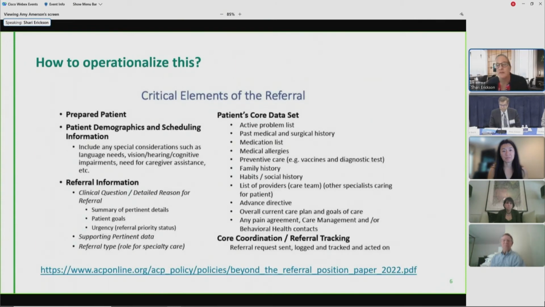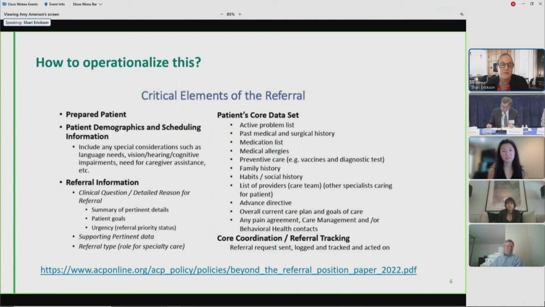How do we operationalize this? And this is something that's laid out in that paper that I just mentioned that we released just about a month ago. It includes critical elements of the referral that need to be included. We need a prepared patient. That's, again, working together with the patient up front to ensure that they know what's happening and why. You need to have patient demographics and scheduling information. All kinds of special considerations for that patient should be and can be considered up front, including their language needs, any other cognitive needs that they may need to be addressed, caregiver assistance, et cetera.